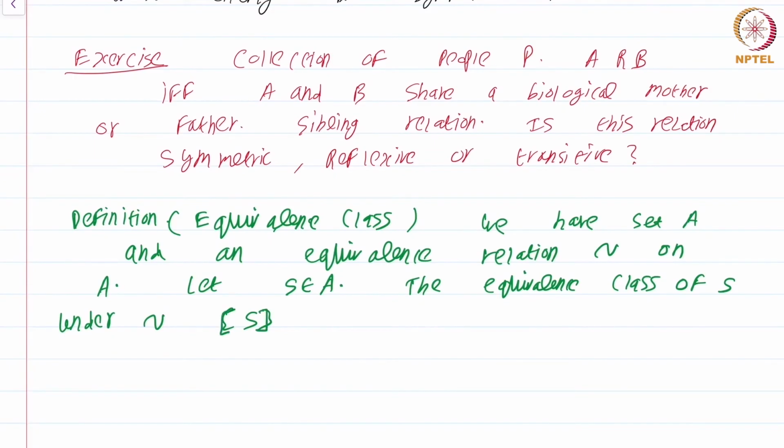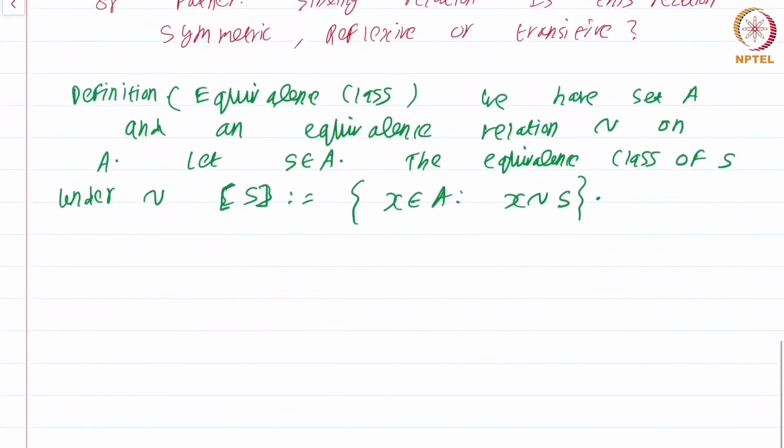This is just defined to be all the elements X in A such that X is related to this given element S. So, given an equivalence relation on a set, take an element and collect together all those elements that are related to this given element. That is called the equivalence class under this equivalence relation. We also have an associated notion of a partition. So let me just define the partition.